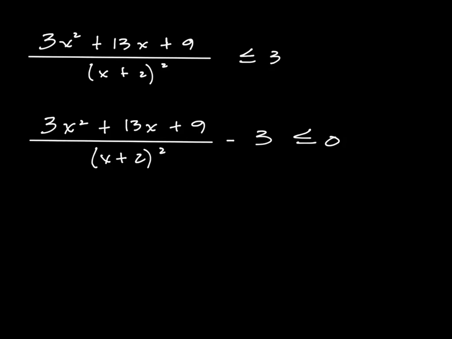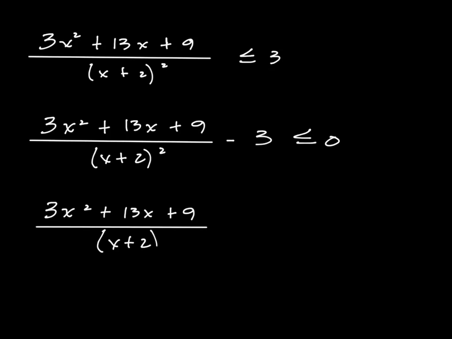Now, since we have fractions, we're going to have to get a common denominator. So the 3 we'll have to rewrite as an equivalent fraction, but we need an (x plus 2) squared in the bottom. So we'll have to multiply the top and the bottom both by (x plus 2) squared. Still needs to be less than or equal to 0.